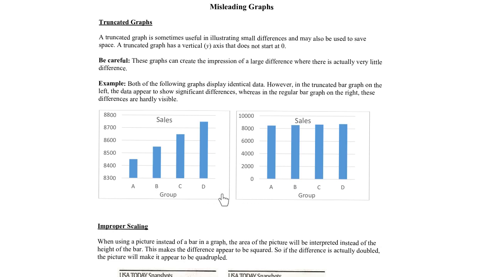Well, these show the same information. Which one do you think you might pick here? When you're looking here, they look pretty close. When you look here, it looks like Group D is just crushing Group A, which they're really not. They're fairly similar. So you have to be careful with truncated graphs.